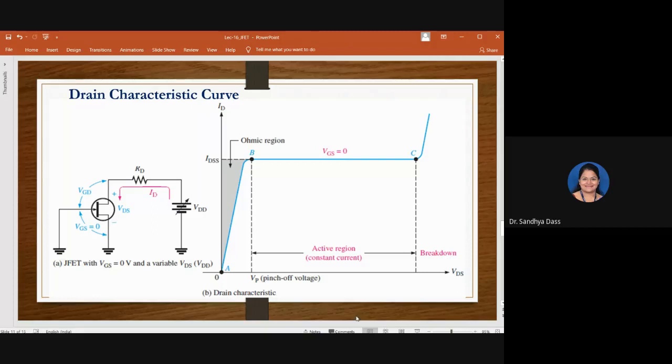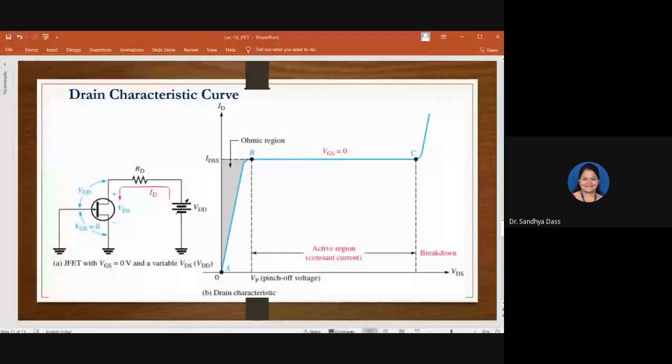Go through it, try to understand, and tell me if you want me to repeat any of the points. Do you want me to repeat any point there? I want you to note down the circuit and draw the drain characteristics. I'll explain the graph.